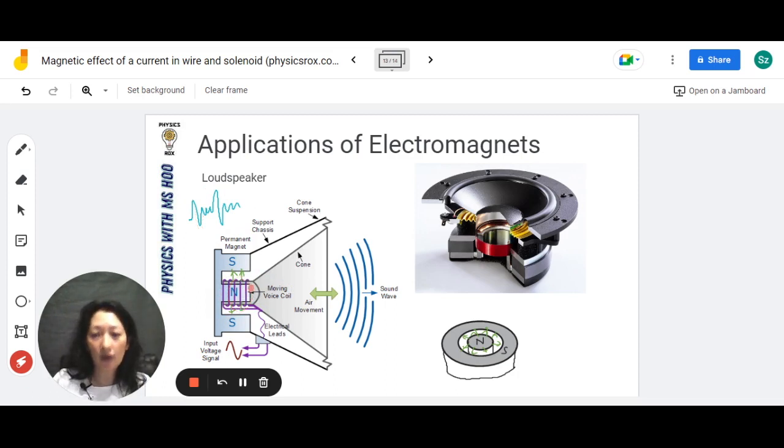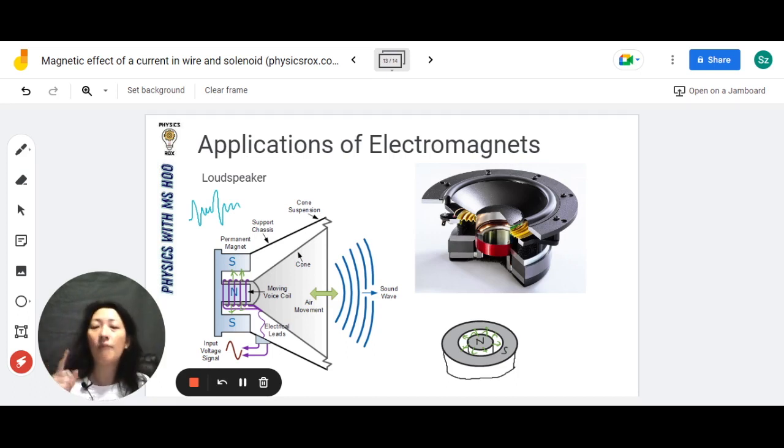So this would cause this coil to change in terms of its magnetic strength and magnetic polarity. So when you place it inside this kind of magnet, sometimes it will be attracted, sometimes it will be repelled. So it's going to move like this, depending on the frequency and amplitude. The coil is then going to do this. Boom, boom, boom. And that's how it creates sound waves.